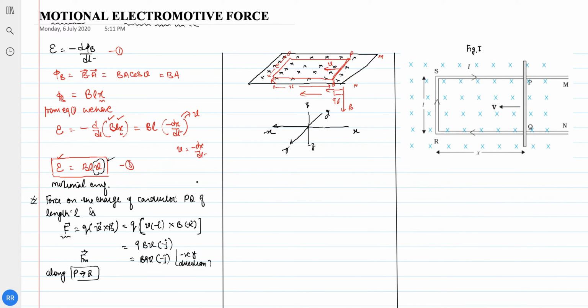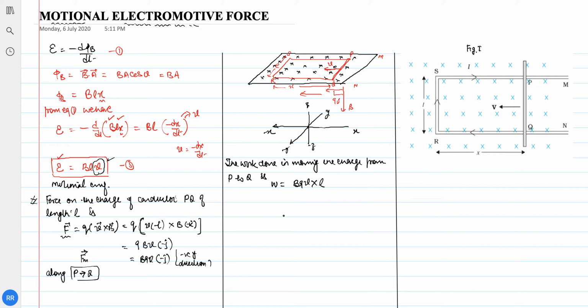So the work done in moving the charge from P to Q is, work done क्या होगा? Force into displacement. This work done is equal to force, ये आपने किया, this force is equal to BQv into displacement. This is L.